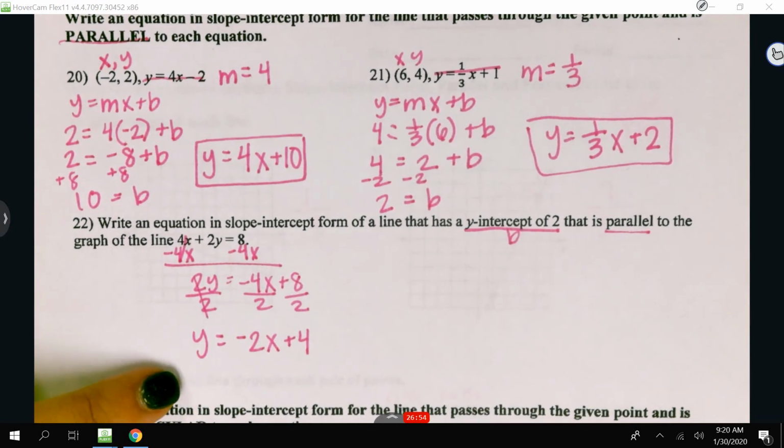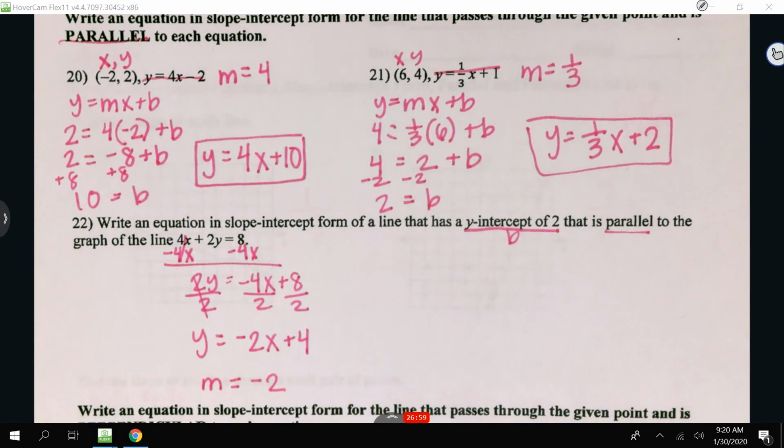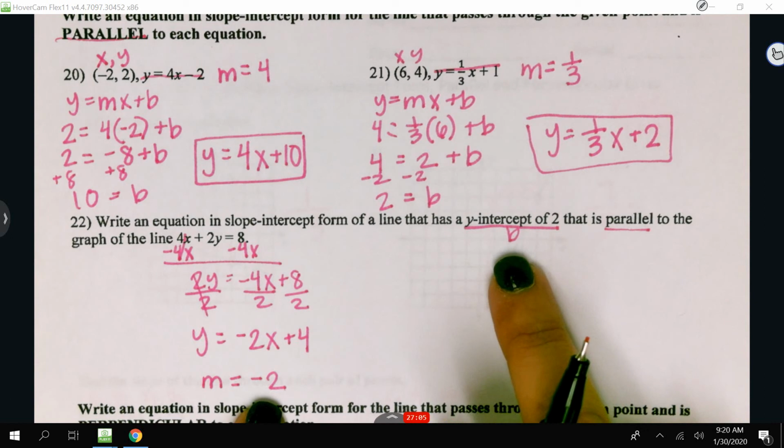So what's the slope of this equation? Negative 2. M equals negative 2. Does that change for a parallel line? No, it stays the same. So I know that my slope is negative 2, and I know that my b is 2.